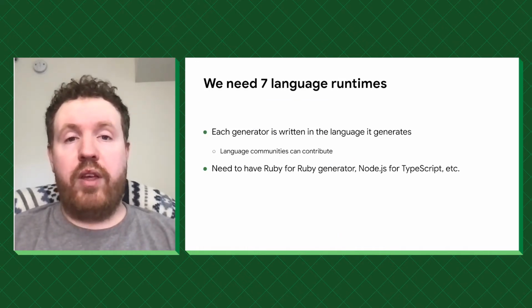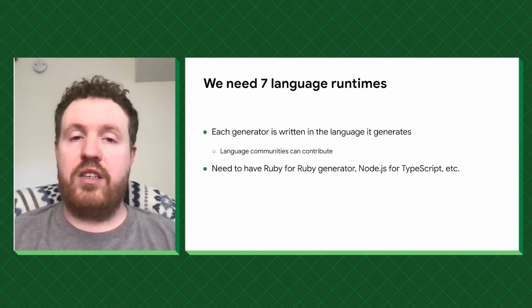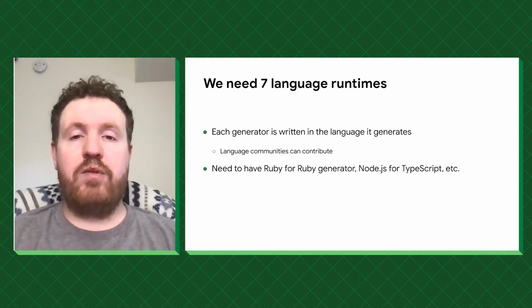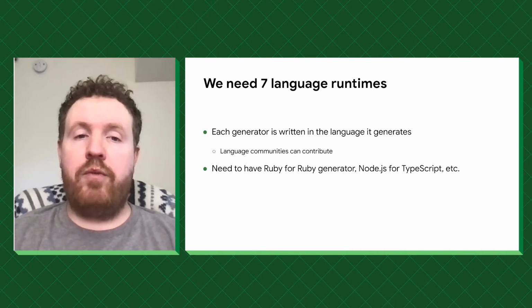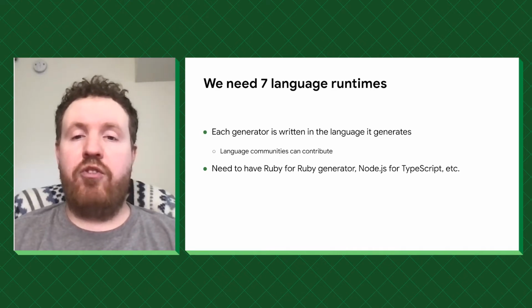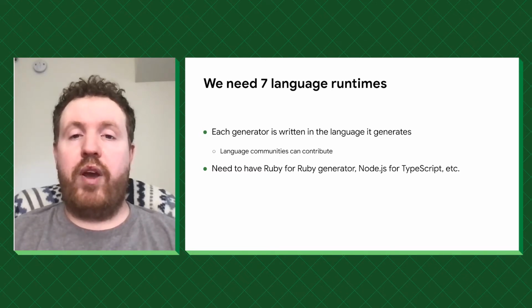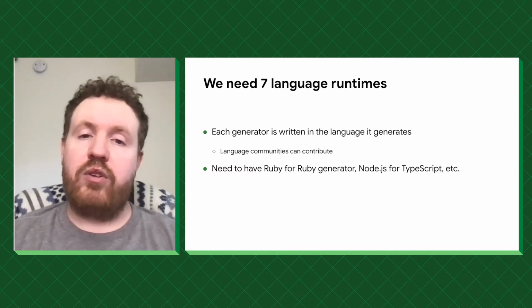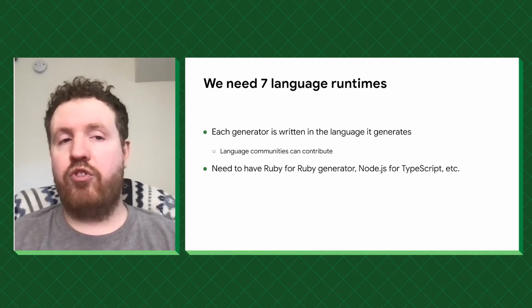It's important to know that each generator is written in the language it generates. That is, the Java client library generator is written in Java, the TypeScript generator is written in TypeScript, and so on. The main reason for that is that we want the language communities to be able to contribute to the generators. So we have 7 similar but separate generators, and each of them requires the setup for the corresponding language to work.